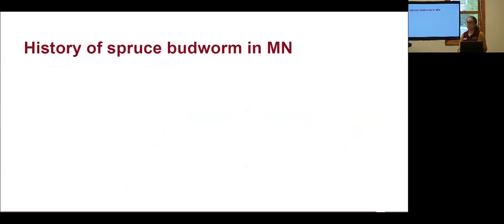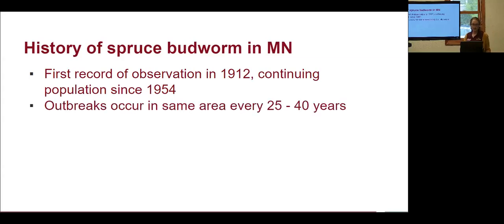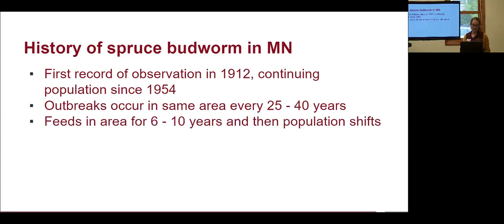Now, as I mentioned, spruce budworm is a native insect. It's been in our area for a long time, and it's highly adapted to the type of forest that we have here. The first written record of a spruce budworm outbreak in Minnesota is from 1912, but we've had a continuing population, which means that it gets higher and lower but never completely goes away, since about the 1950s. Outbreaks occur in the same area every 25 to 40 years. So we're in a major outbreak right now, and in another 25 to 40 years, this will happen again in our area. In general, the outbreaks last for about 6 to 10 years.